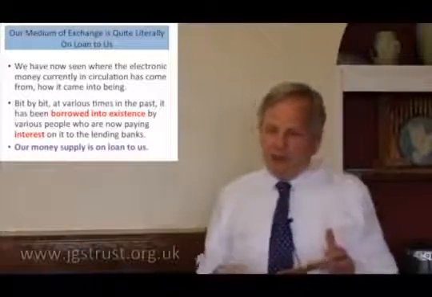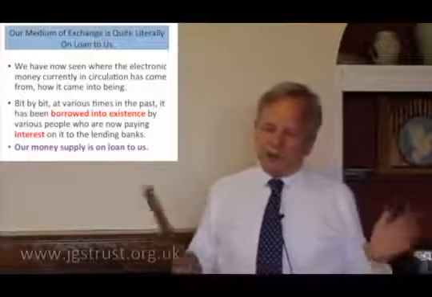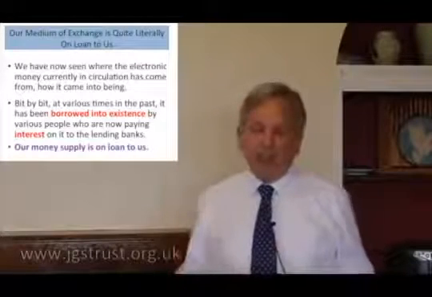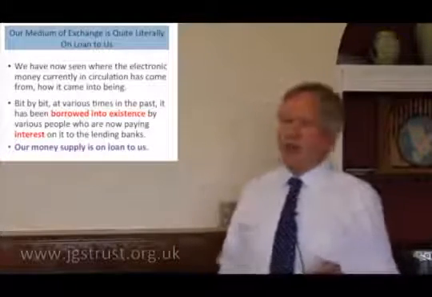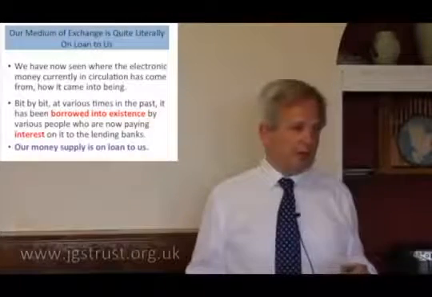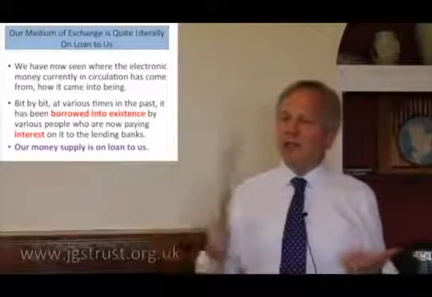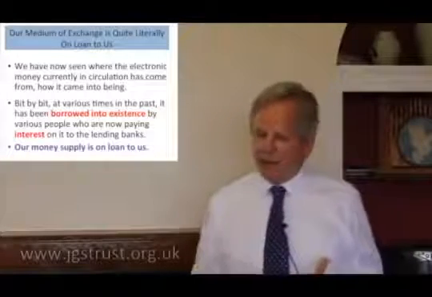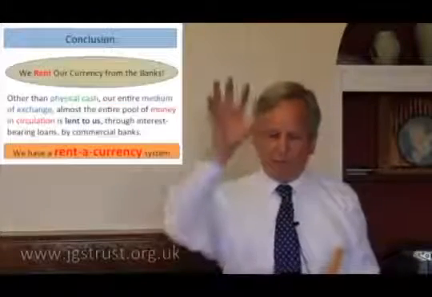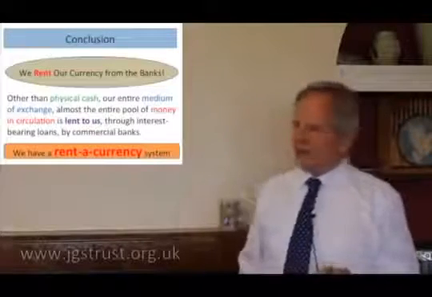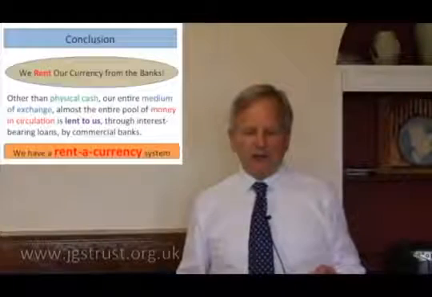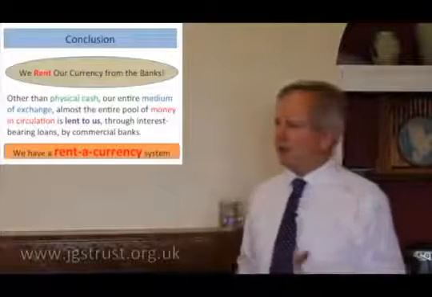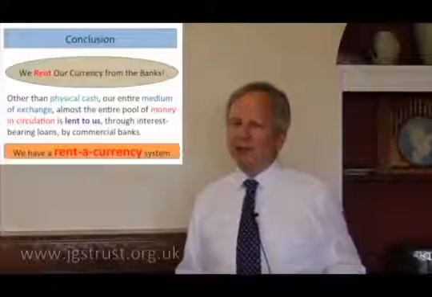So that means that if you think of the whole money supply, the electronic bulk of it, which is more or less all of it these days, then that money supply, that medium of exchange, is actually on loan to us. It has no permanence. It doesn't go round and round within the community of money users. It's lent to them by this rather strange banking system. So the conclusion is we actually rent our currency, our medium of exchange, from the banking system, through these interest-bearing loans. And that's weird, isn't it, when you think about it?